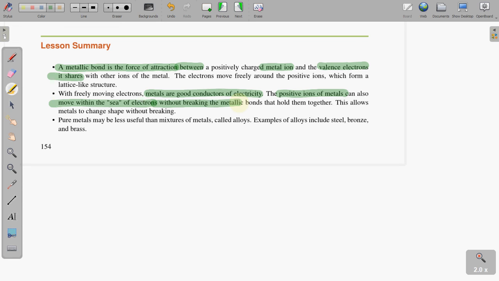Pure metals may be less useful than mixtures of metals called alloys. Examples of alloys include steel, bronze, and brass. Okay? Now, I promised one more thing.